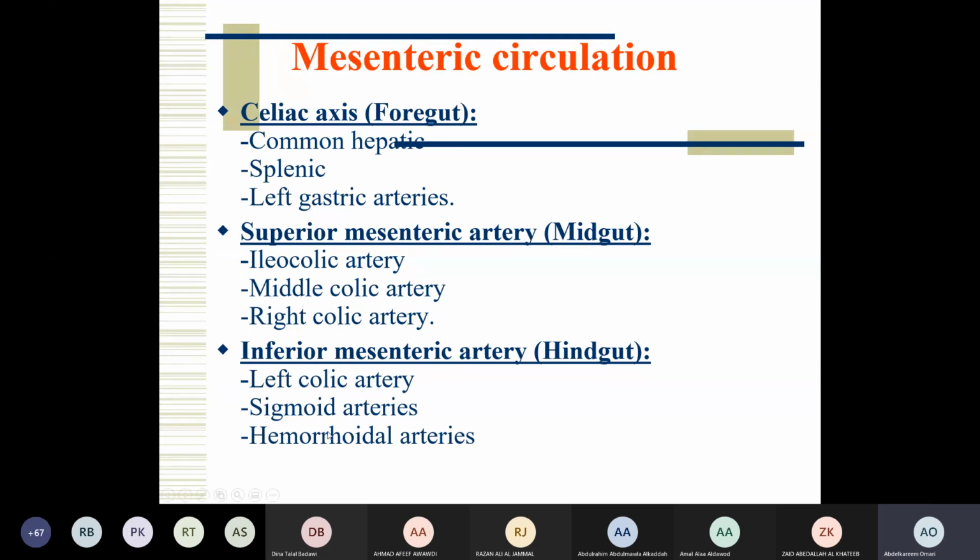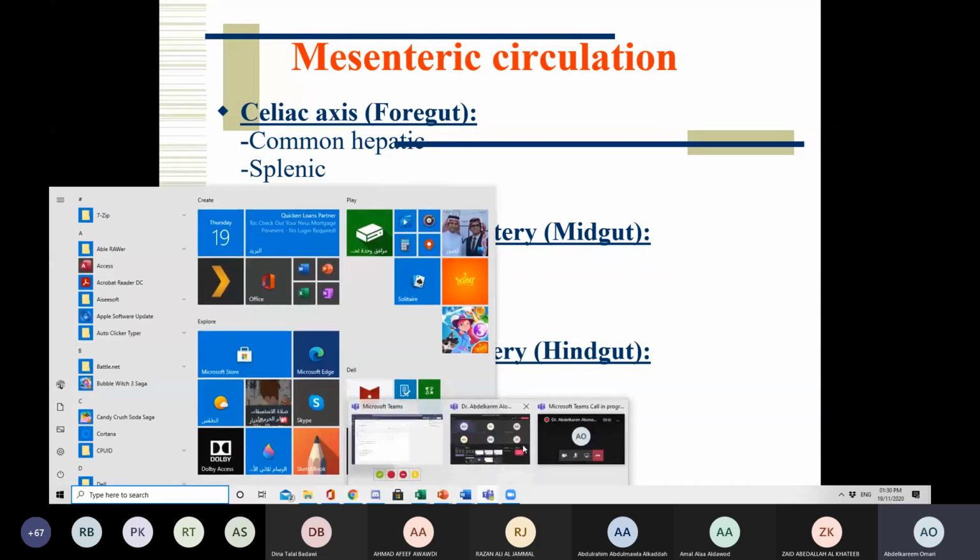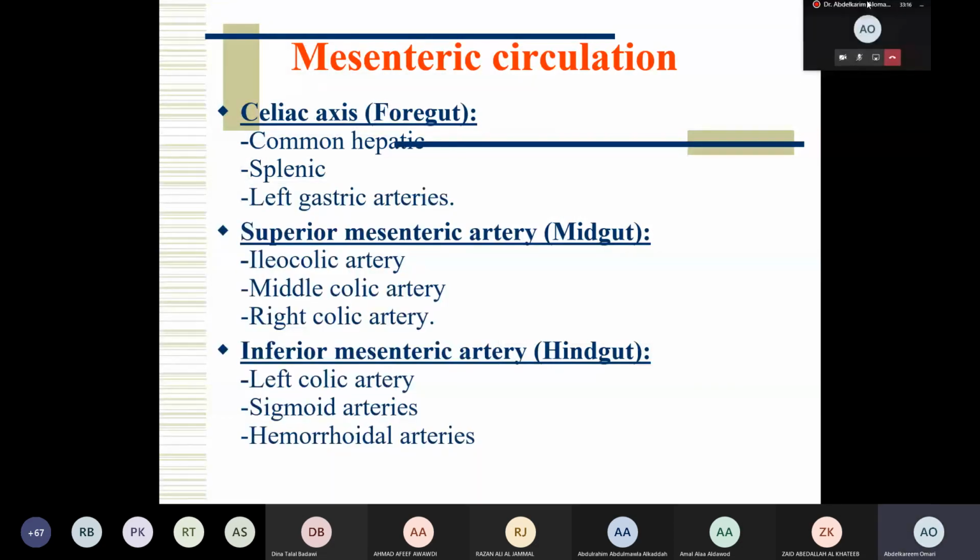They are unpaired, meaning they are single arteries, not one from here and one from there like the renal or the testicular, or the other things that come out of the aorta. This is a single artery. Celiac axis, which supplies the foregut. The main branches of the celiac axis are the common hepatic artery, the splenic artery, and the left gastric artery. The left gastric artery supplies the lesser curvature of the stomach.